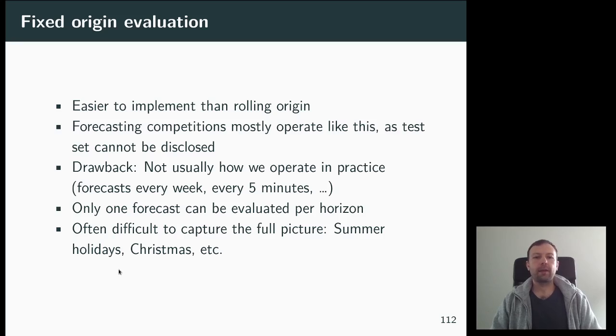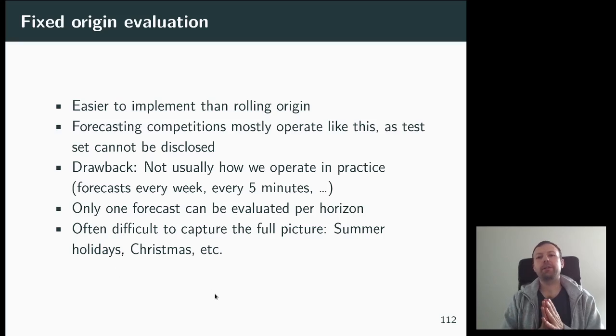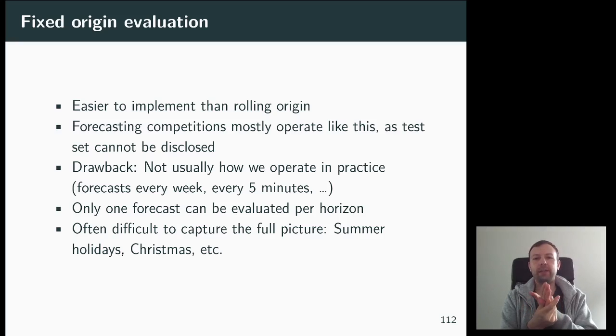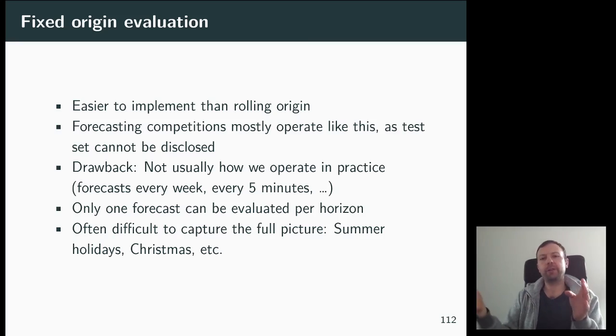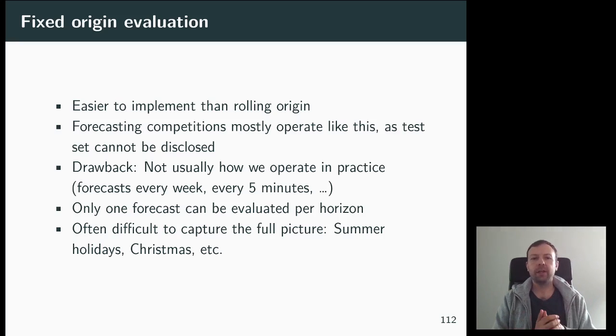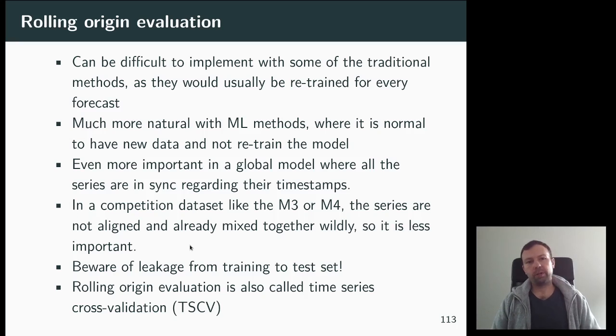And so it's often difficult to capture the full picture, because if you have to do all the predictions from one day, let's say, now how far out are you going to predict from that day? You are probably not going to predict a whole year. So you're going to predict only, let's say, 4 weeks out. So if in these 4 weeks you don't have Christmas or the summer holidays, you actually only get a partial picture of how well your method works. So rolling origin is better in that sense.